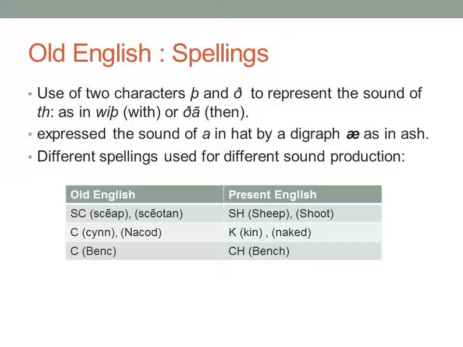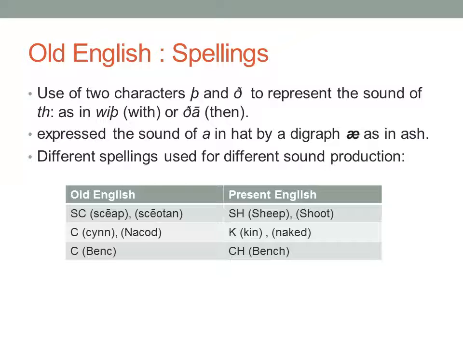Second important aspect of the Old English was its spellings. One most important aspect of the spelling was that Old English made use of two characters, like in our present system, we may call them thorn and eth, to represent the sound of th, as in with or when.